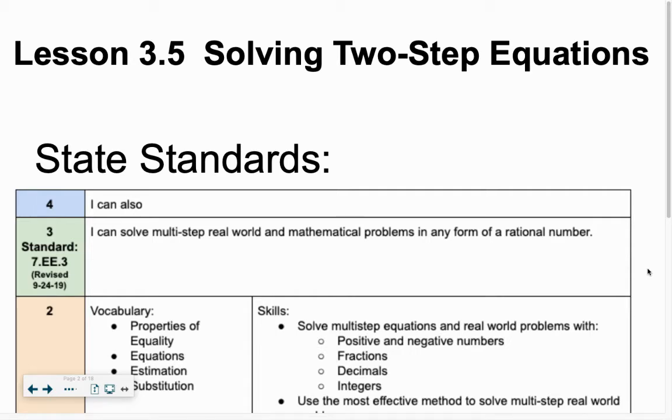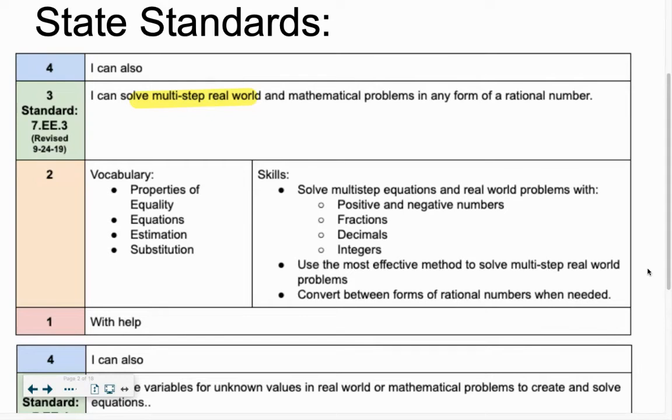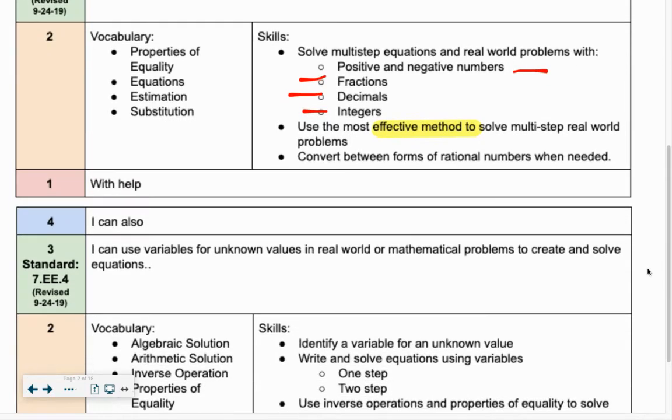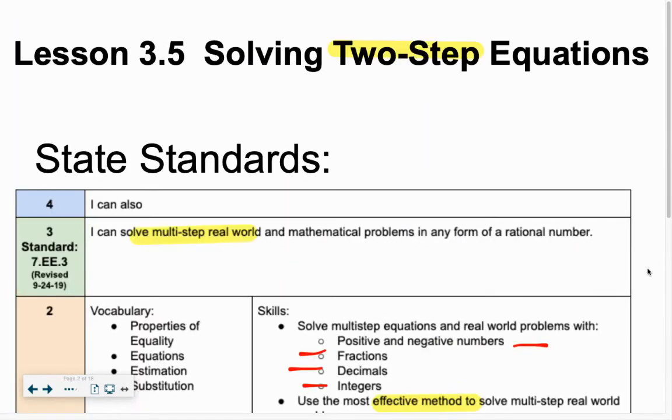3.5, solving two-step equations. Key phrase is two steps, which you can see in our standard is part of our multi-step real-world problems. You're going to see that to solve equations today, there's going to be two steps. I'm going to try to use the most effective method for solving that, whether they have fractions, decimals, or integers, and they'll be positive and negative both. And as per usual, down there, you can use a variable for unknown values in real-world mathematical problems, meaning word problems.